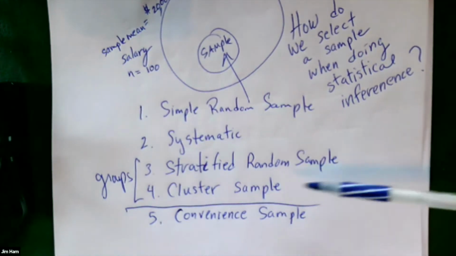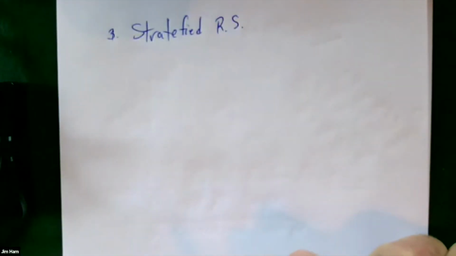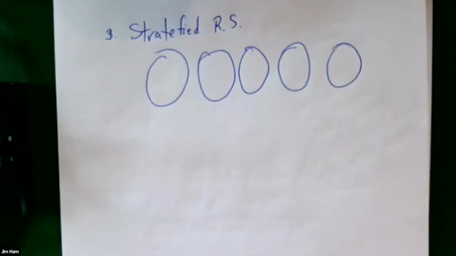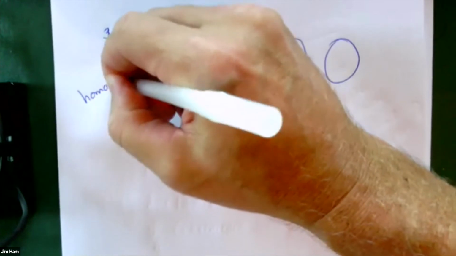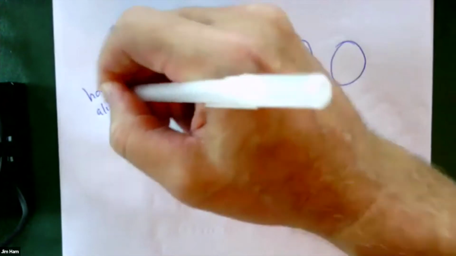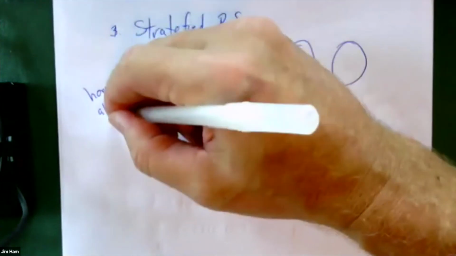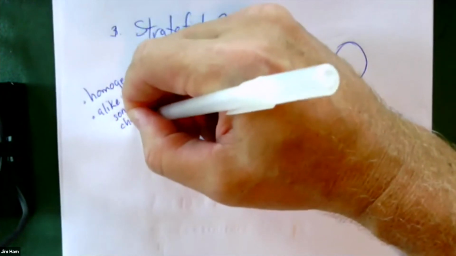I now want to talk about these last couple. The first one is a stratified random sample. In this one, groups are involved, but the groups are already formed. Usually it's a small set of groups, and the groups are homogeneous. That means they're somehow alike on some characteristic. Let me give you an example.